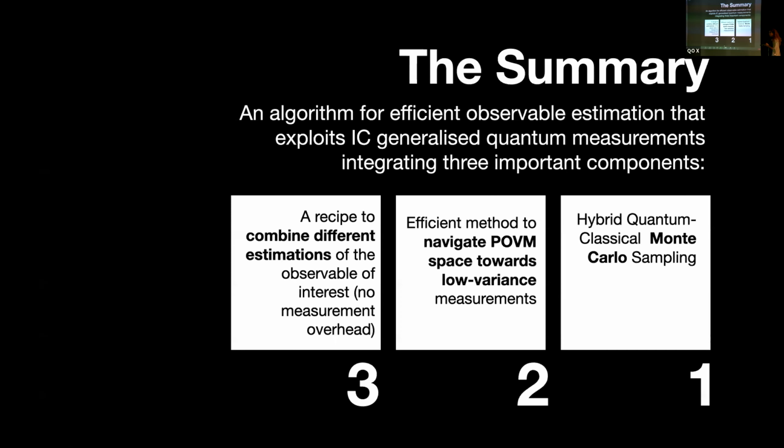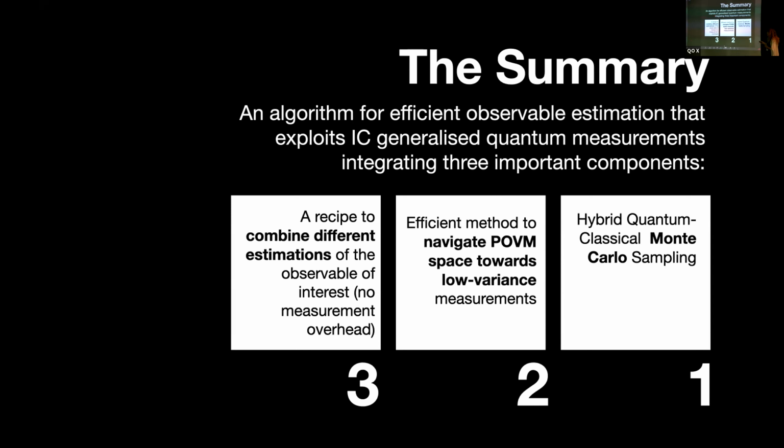So what I presented to you is an algorithm for the efficient estimation of the mean value of observables, which exploits informationally complete generalized quantum measurement and incorporates 3 different pieces. The first one is a transformation of the measurement strategy into a Monte Carlo sampling problem. The second one is the idea that we can, on the go, optimize the measurement in order to always find the one that minimizes the variance.